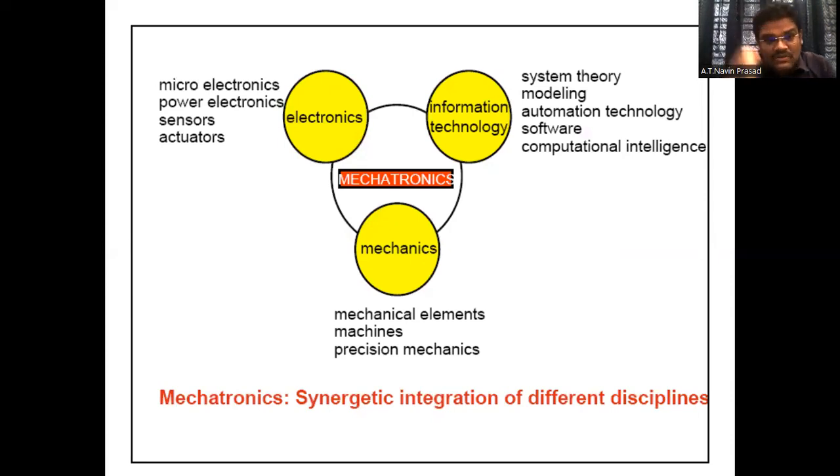Mainly three systems comprise mechatronics: mechanics, electronics, and information technology. In mechanics, we have mechanical elements, machines, and precision machines. In electronics, we have microelectronics, power electronics, sensors, and actuators. In information technology, we have system theory, modeling, automation technology, and we also use software and computational intelligence. So it is the integration of different disciplines. It is not purely mechanical, not purely electronic, and not purely information technology. These three systems comprise the mechatronic system.